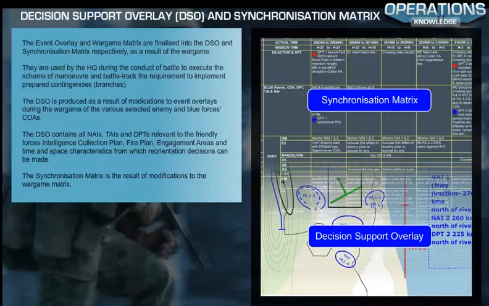Inherently, the DSO and synchronization matrix contains the synchronization required to affect the scheme of maneuver, identified contingencies based on the enemy's DPs contained in the event overlay, and our own corresponding responses. These products should not normally be compiled below brigade level, nor issued to battle groups. Their utility is best when used to coordinate a fight by the issuing headquarters. Subordinates are better given direction through appropriate groupings, missions, and tasks.